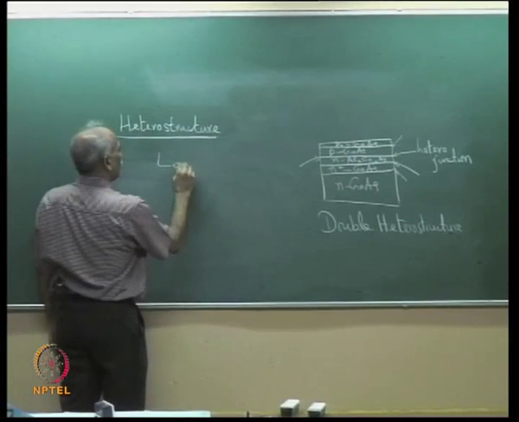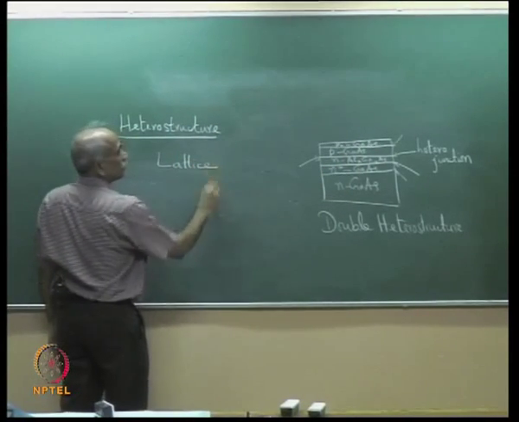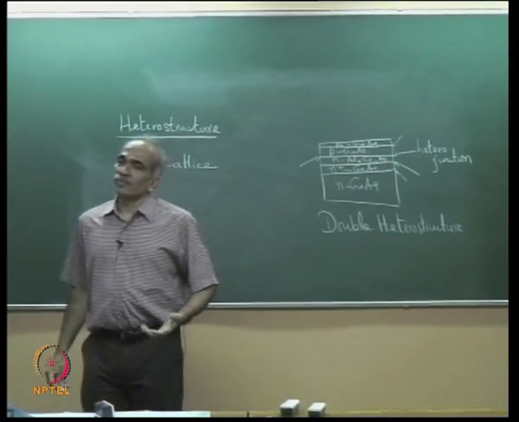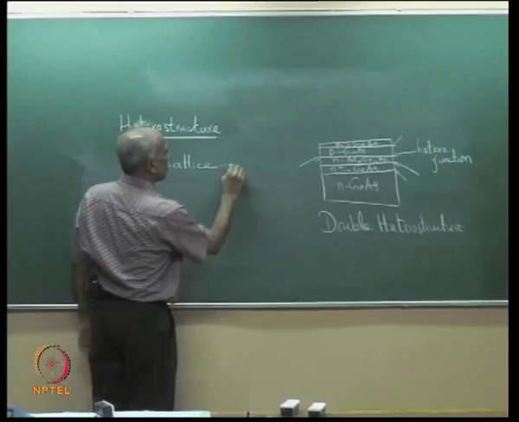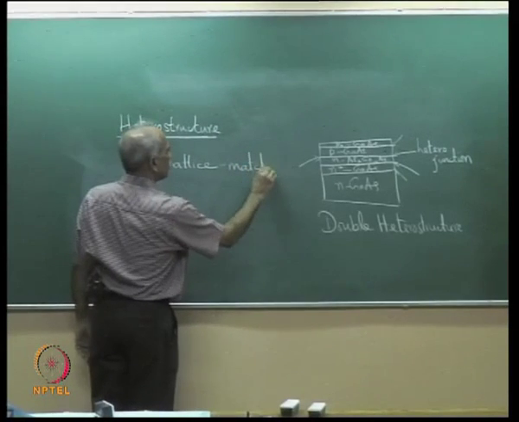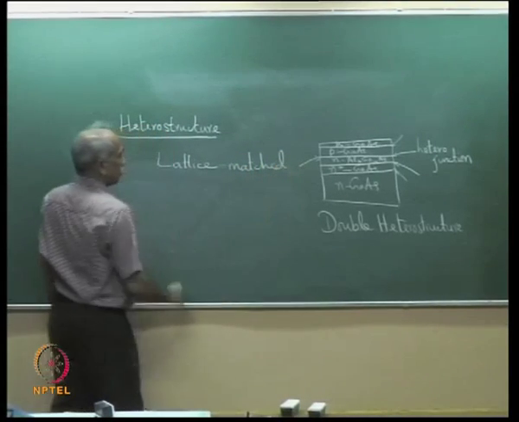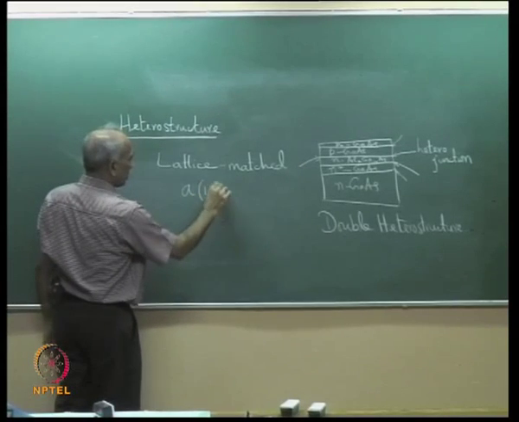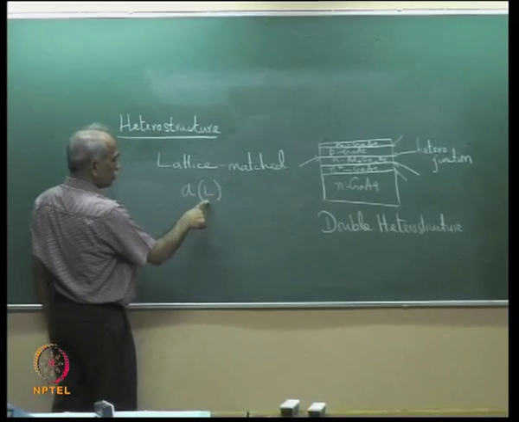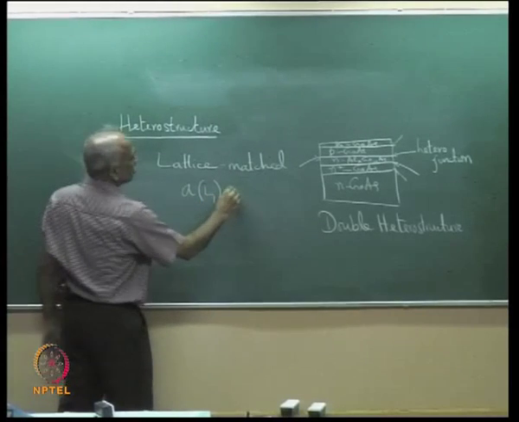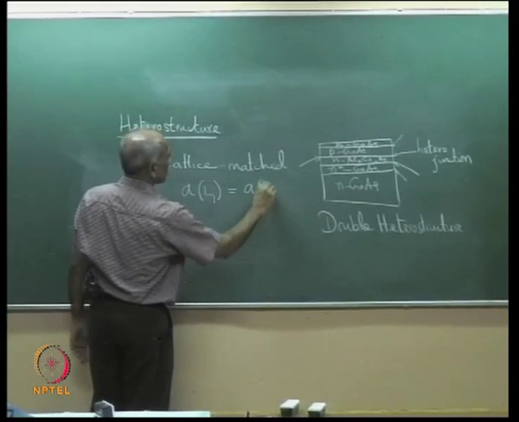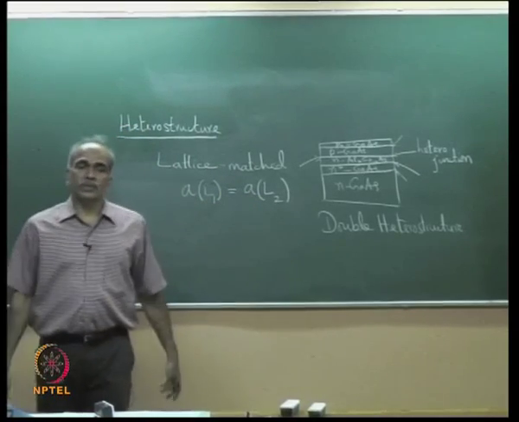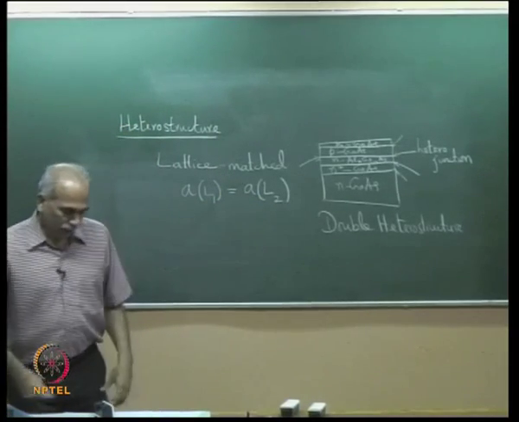Lattice matched. If the junction is to be free of any defects, then they have to be lattice matched. Lattice matched means the lattice constant of the layer which is being grown, layer 1, must be equal to the lattice constant of layer 2. L1 and L2 I am just using for layer 1 and layer 2.